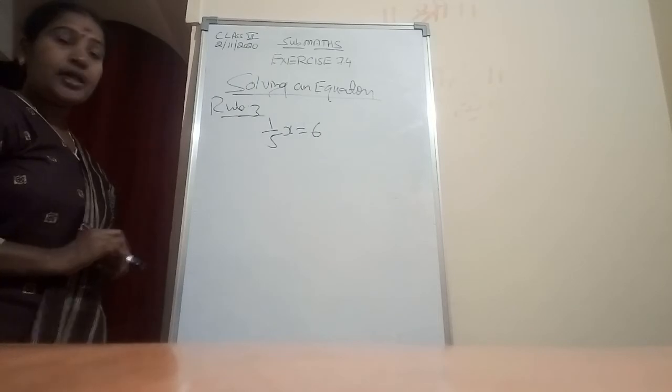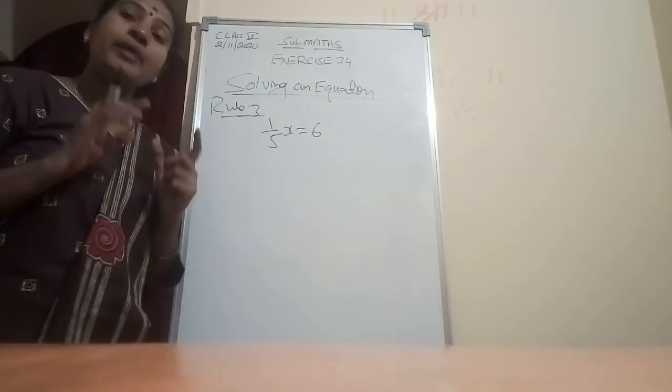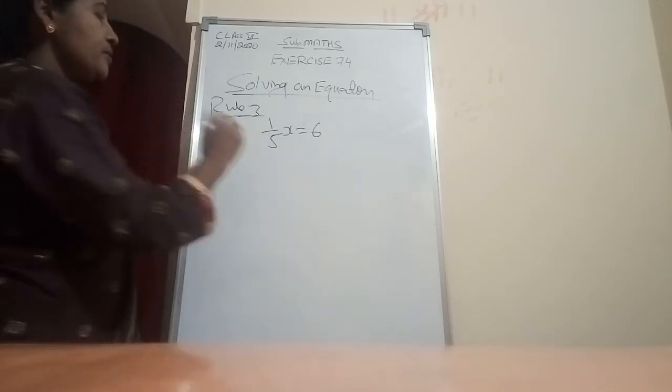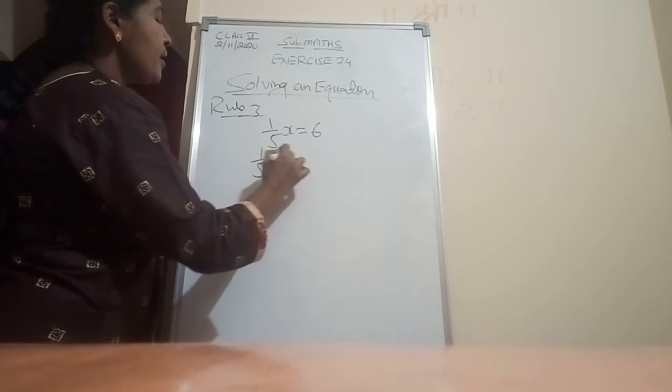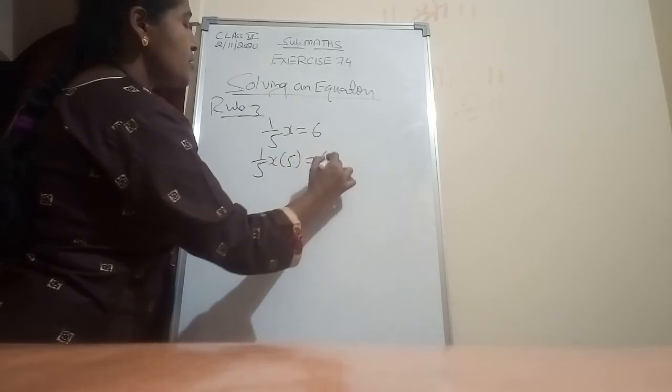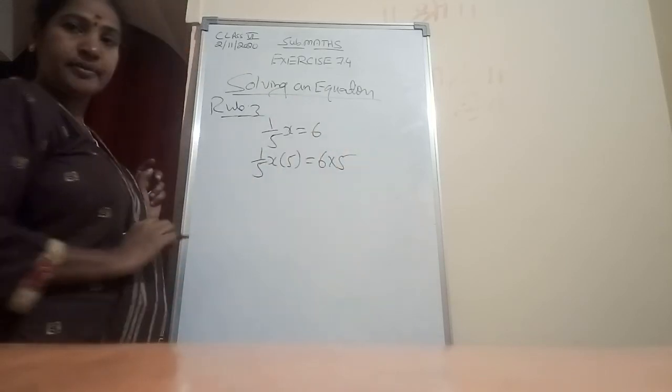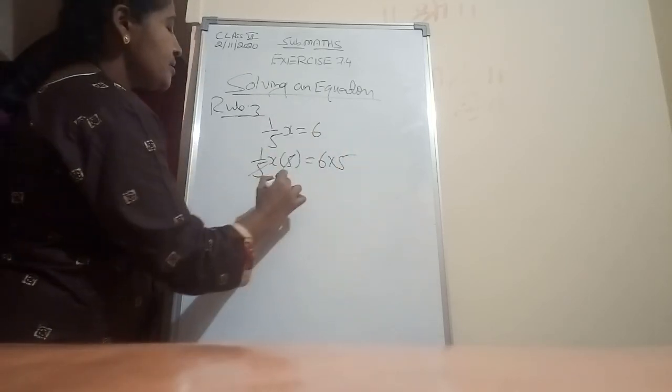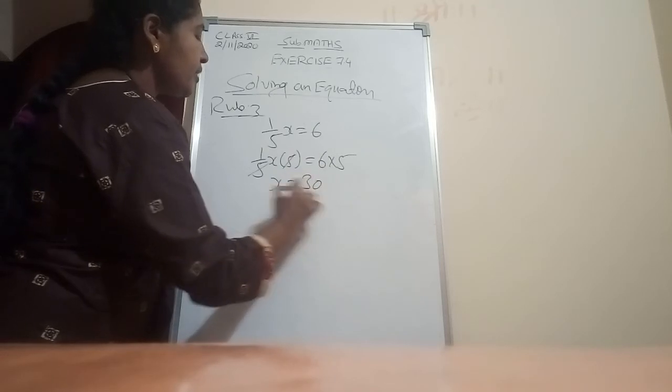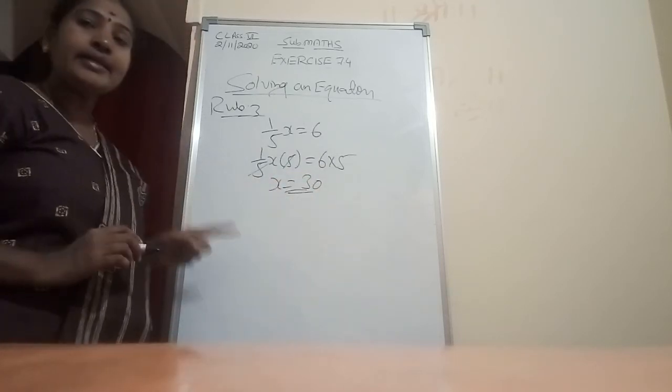Here both the sides have to be multiplied by the same number. Let me consider that number as 5. So here also I have to multiply by 5. The 5s cancel, x is equal to 6 5s are 30. The value of x is 30.